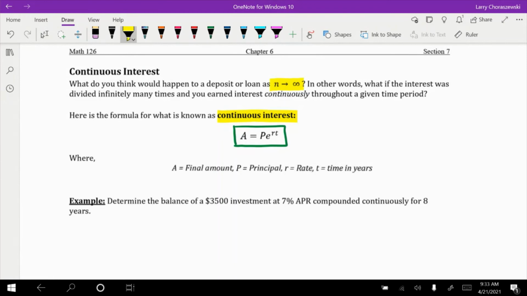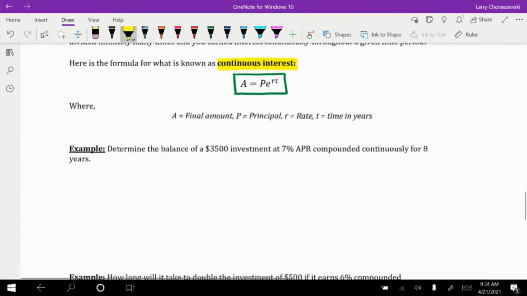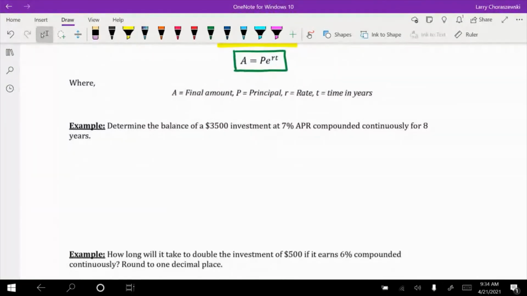So this is the formula you use when your investment is getting hit with interest charge at all moments of time. So you might wonder, when should I use this formula versus a compound interest formula? Well, just look for the keyword continuously.